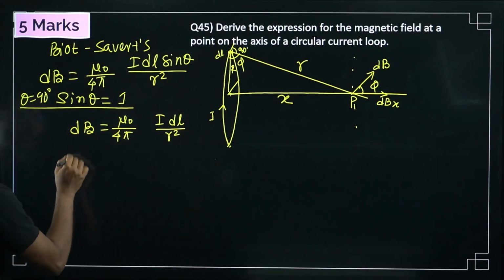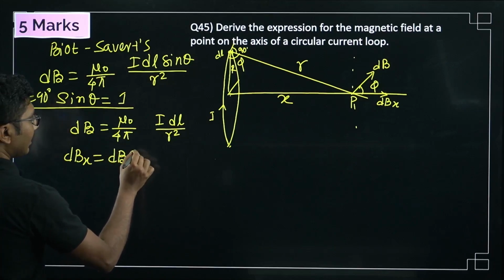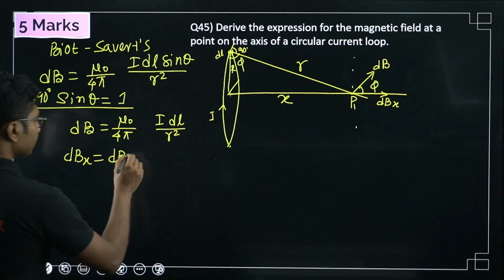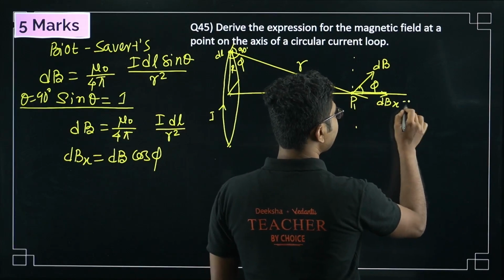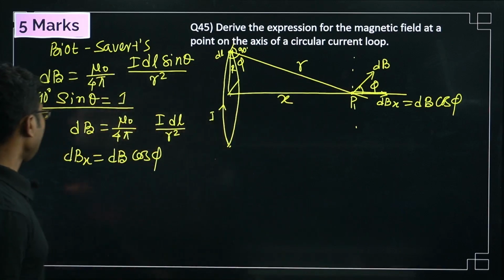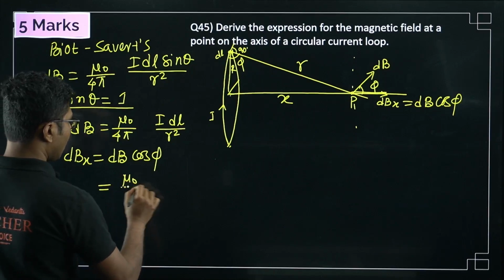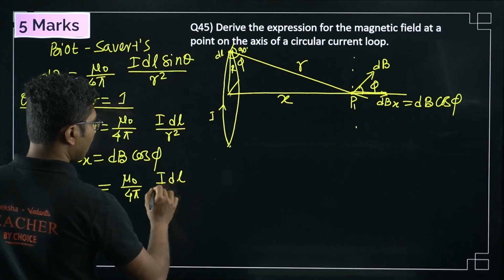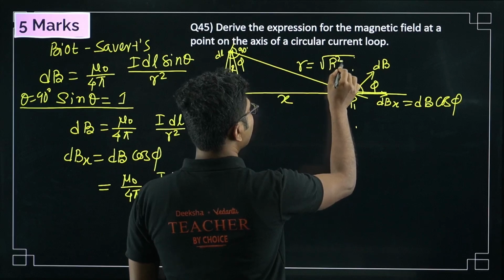So what is the x component? dBx equals dB cos phi. Okay, this is the cos component. X component is always the cos component. Okay, so we will put the values now. Mu naught by 4 pi I dl. What is r, by the way? R is square root of r square plus x square.